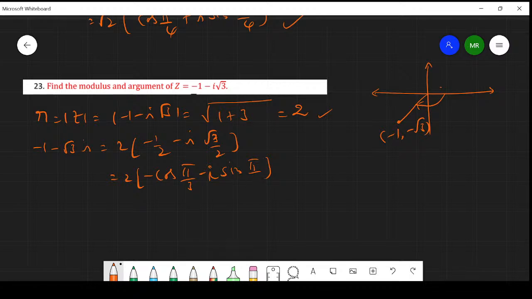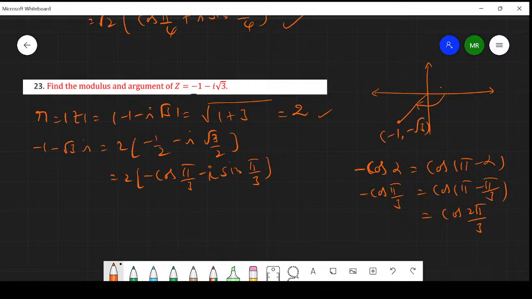As I told in the previous problem, whenever there is minus cos alpha, write cos of pi minus alpha. So minus cos pi by 3 will be cos of pi minus pi by 3. So this will be cos 2 pi by 3, right? Cos 2 pi by 3.